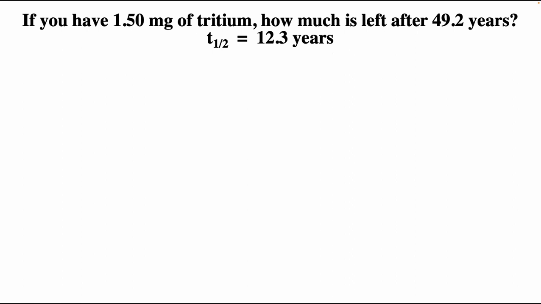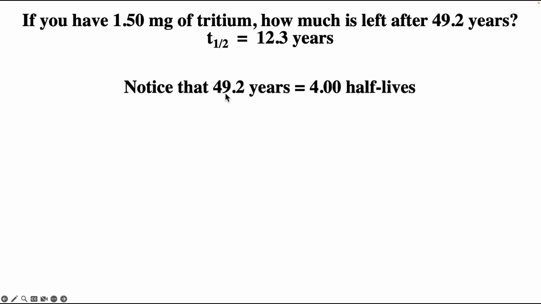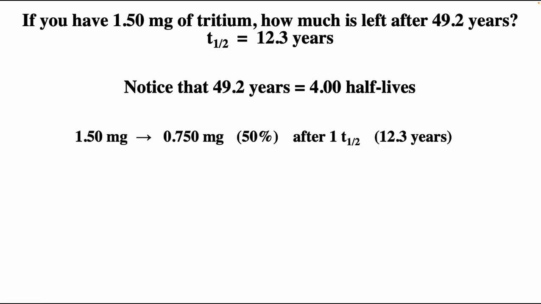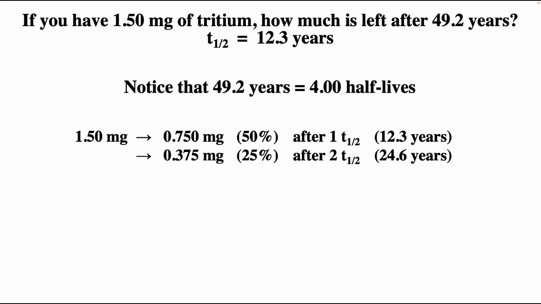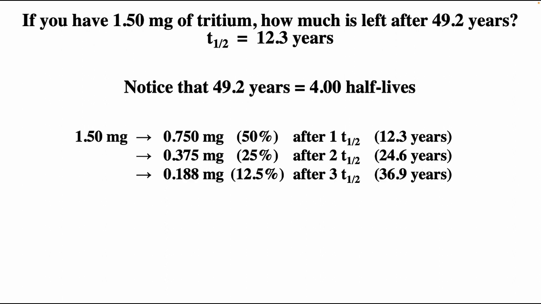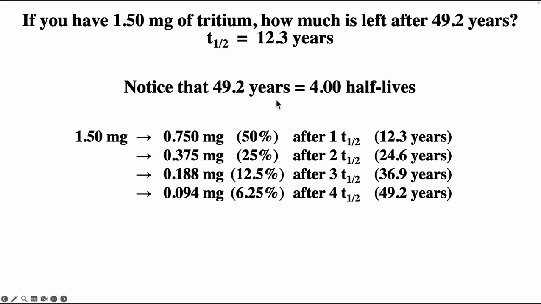Again, if you think about the equations that we derived, you could do it that way. You can also notice that 49.2 years is equal to 4 half-lives. It's 4 times 12.3. And so after one half-life, you'll have 0.75 milligrams. After another half-life, 0.375. Another half-life, 0.188. And then after 4 half-lives, 0.094.